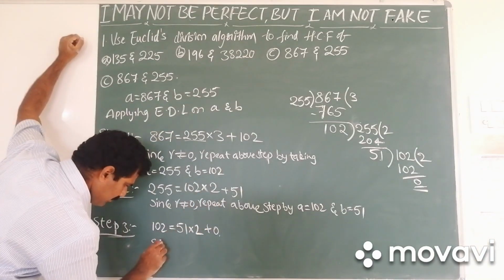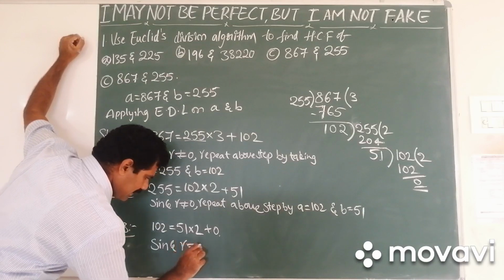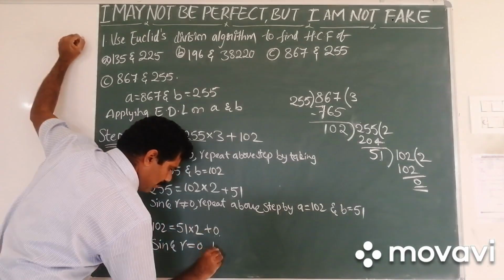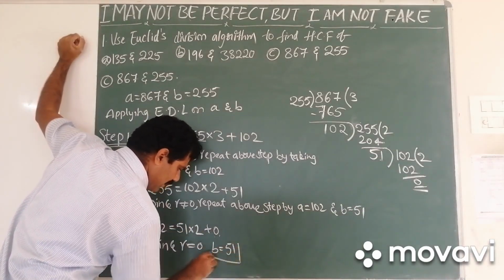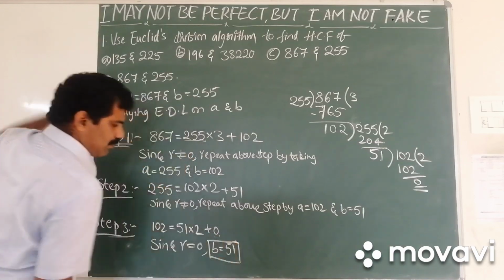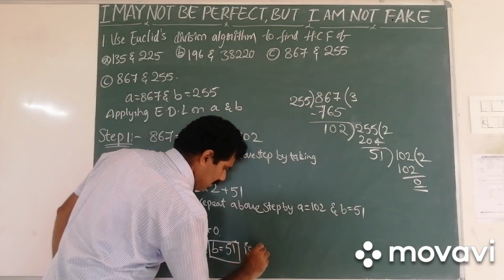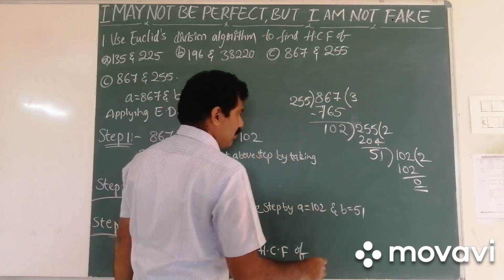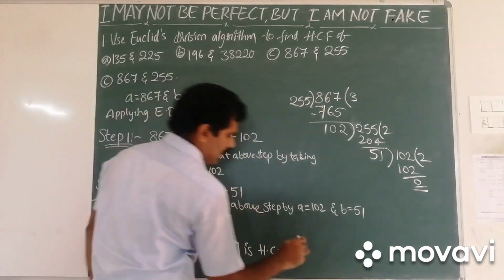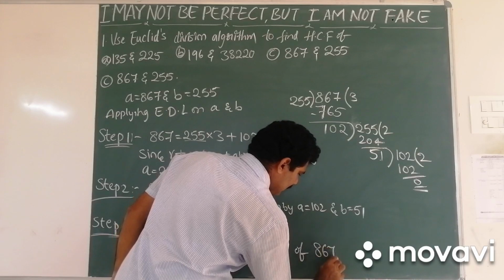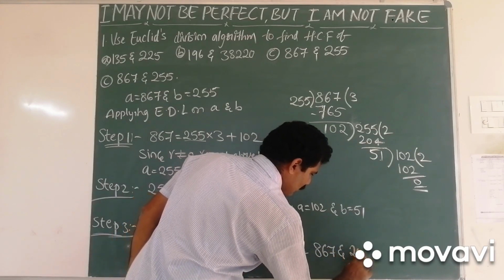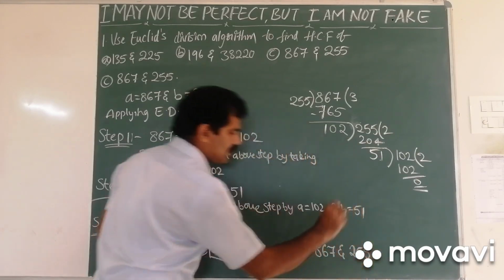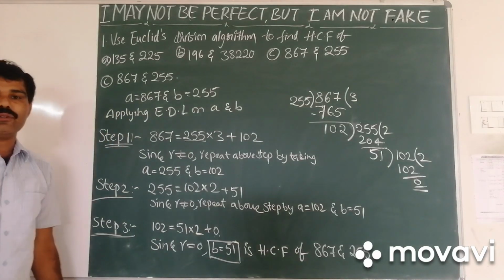So since R is equal to 0 here, B is equal to 51. B equal to 51 is the HCF of 867 and 255.